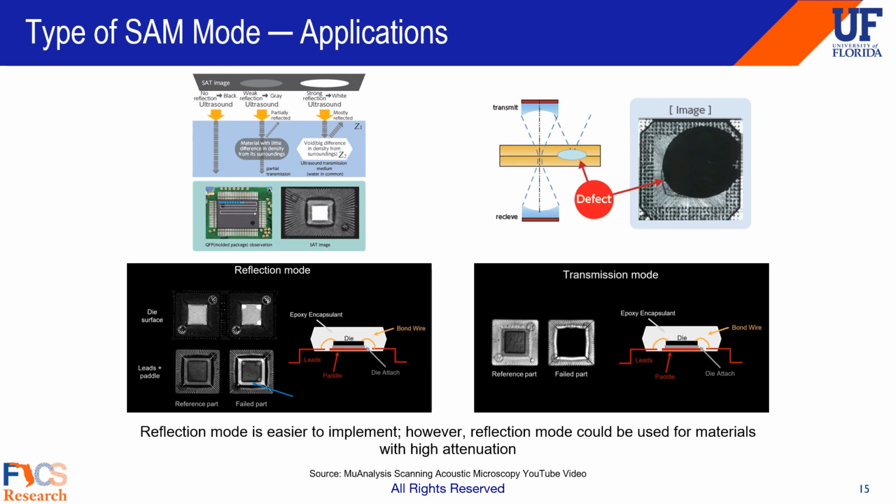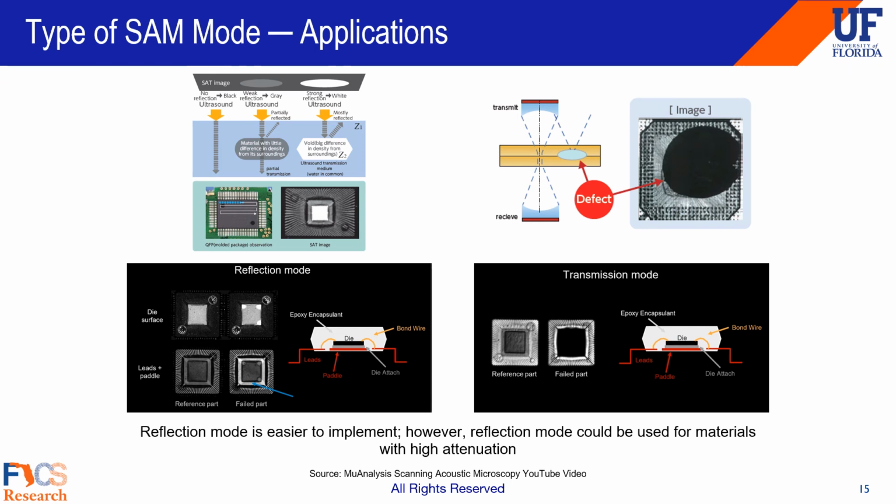As you can see on the bottom left, there's two examples of a die surface and lead paddles. You'll see that there's a reference part showing no white parts, and then on the right, you'll see failed parts in the corners of the die. And this is due to delaminations on the corners, resulting in the white spots.